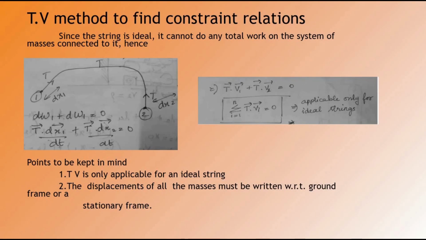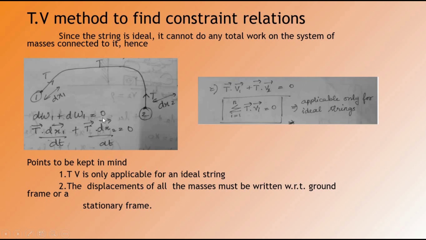Next, we're going to learn about a constraint relationship, that is the T dot V method to solve such relations. Now, since the string that we use is ideal, it cannot do any total work on the system of masses connected to it. Hence, if we take this to be our string in a random position and it is taut with a tension T, any small motion of point 1 and point 2 will create a net work done of 0.